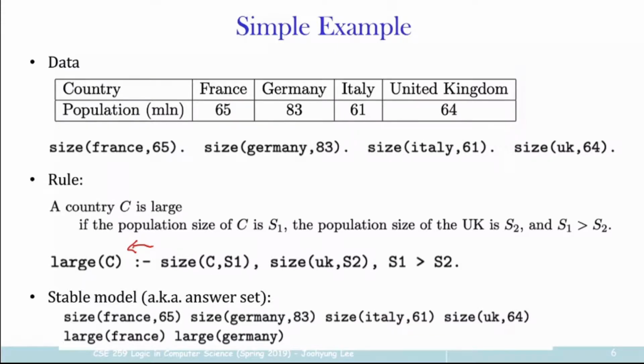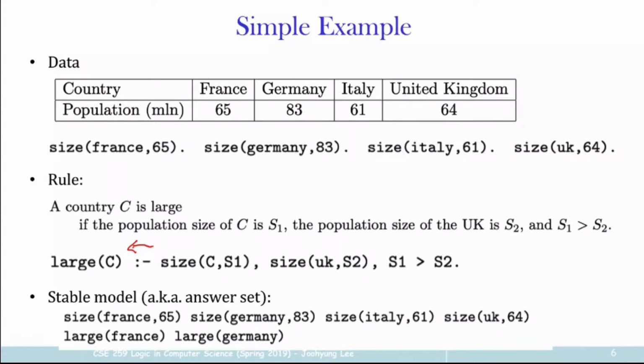And of course, it makes sense because if you just informally argue that France has 65 and UK has 64, and 65 is greater than 64, so France is considered a large country. Same as Germany, because Germany has 83 million population.